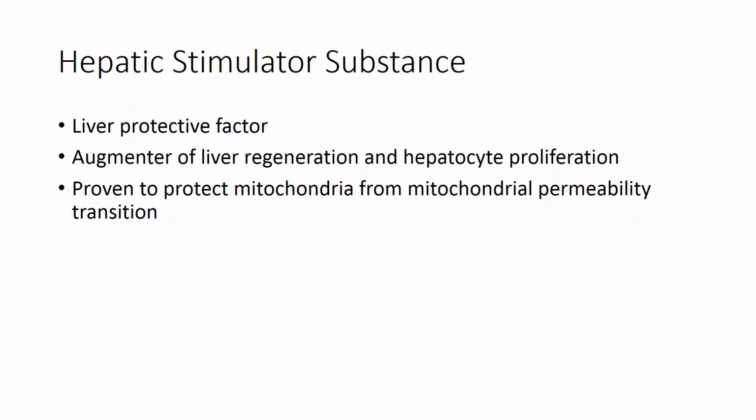Hepatic stimulator substance is a liver protective factor; hepatic is of or relating to the liver. Its importance is that it promotes hepatocyte proliferation and liver regeneration after a specific procedure called hepatectomy. This would protect the liver from acute injury from the reactive oxygen species that I talked about previously. Theoretically, it's proven to protect mitochondria from mitochondrial permeability transition.